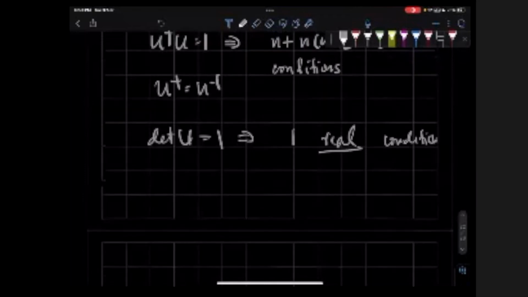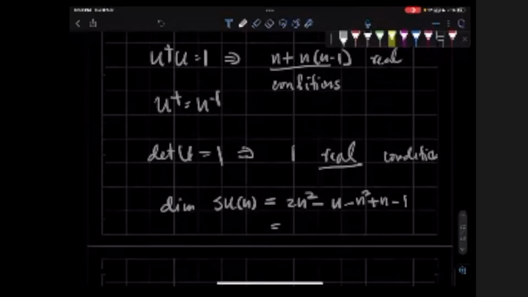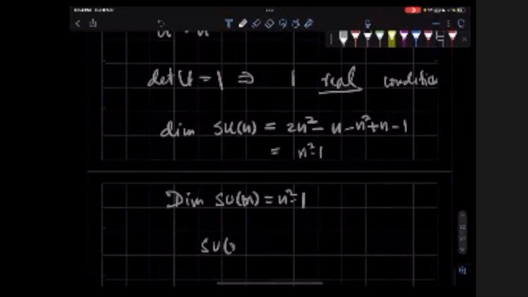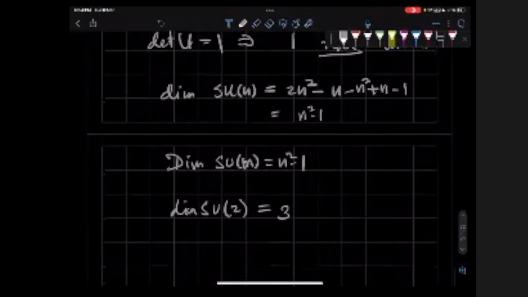So this means that the dimension of SU(N) is 2n squared minus n squared, minus n, minus 1. In other words, it's n squared minus 1. So the dimension of SU(N) is n squared minus 1. Remember that SU(2) was a 3-sphere, so the dimension was 3. Okay, so let me just stop here, and we'll have more to say about SU(N).